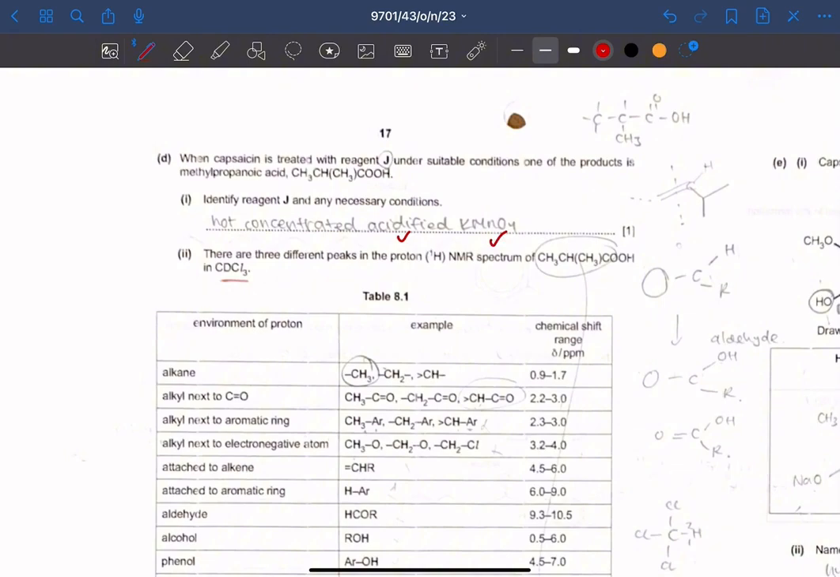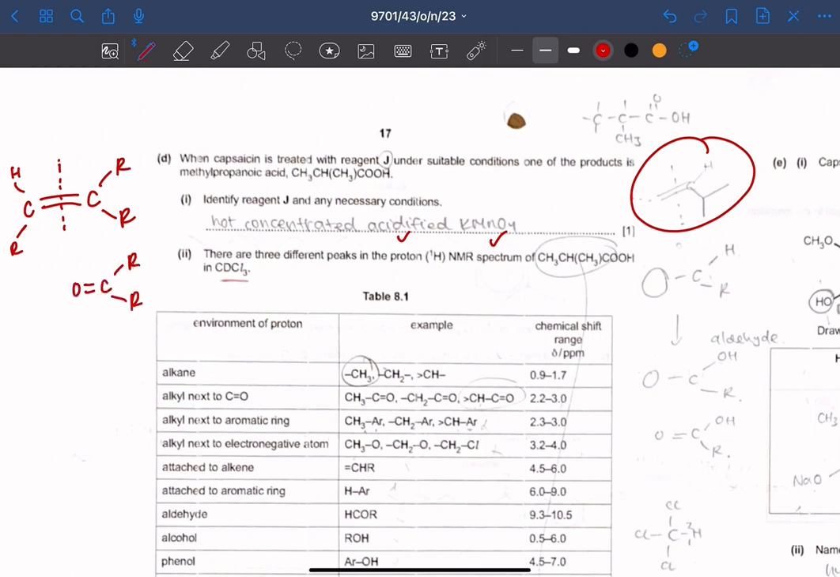This is something that we learn in our AS syllabus, where when a double bond breaks, it forms carbonyl compounds. If, for example, let's redraw it, the double bond is formed with R and R, and this is H and R group. The double bond is broken when reacted with hot acidified KMnO4 to form CRR, which is a ketone, and COHR, which is further oxidized to form a carboxylic acid.